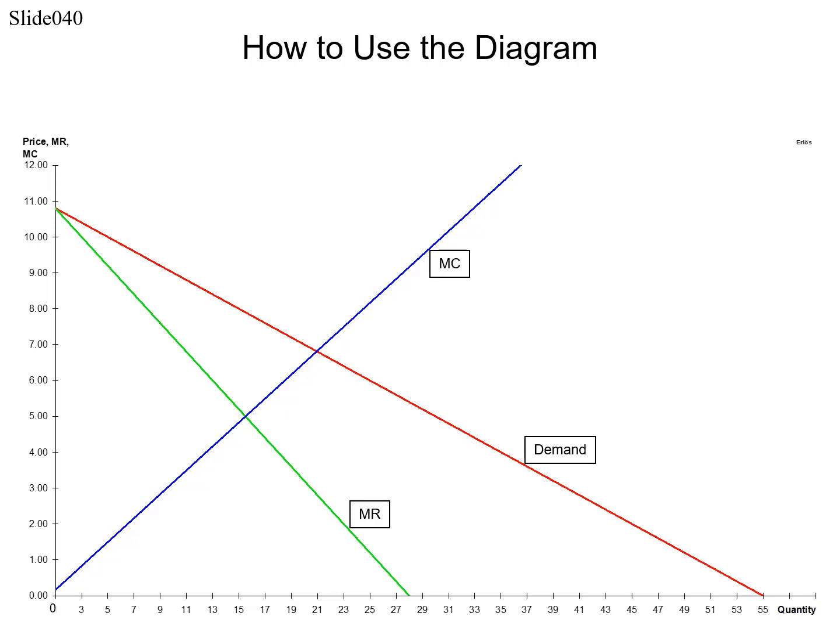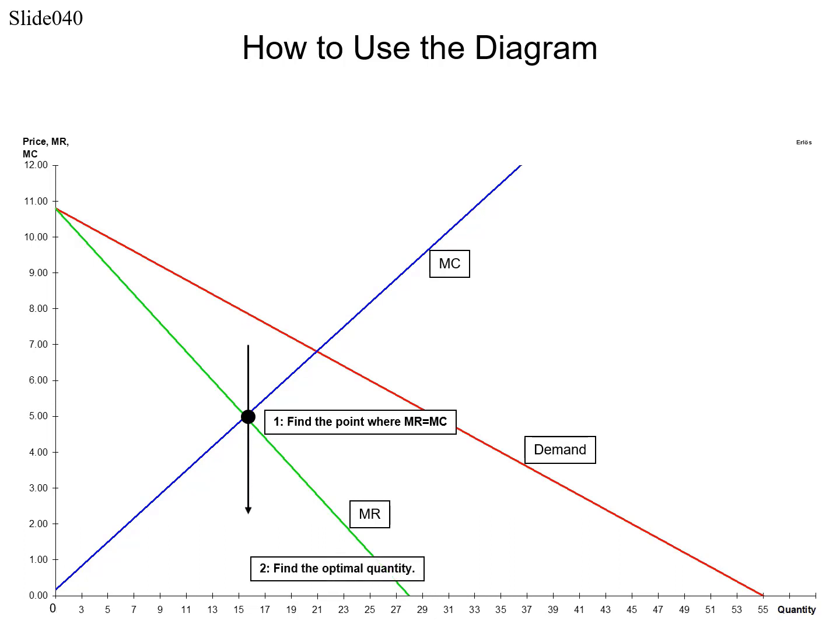Now we will use this diagram to find the optimum quantity for the monopolist. Do you remember from the other segments? The monopolist maximizes profit when marginal revenue equals marginal costs. This is actually where the intersection point is between the marginal cost curve and the marginal revenue curve. But this doesn't tell us anything about the quantity. To find the quantity which goes with this point, we have to go straight down until we hit the quantity axis. Now the monopolist knows how much to produce.